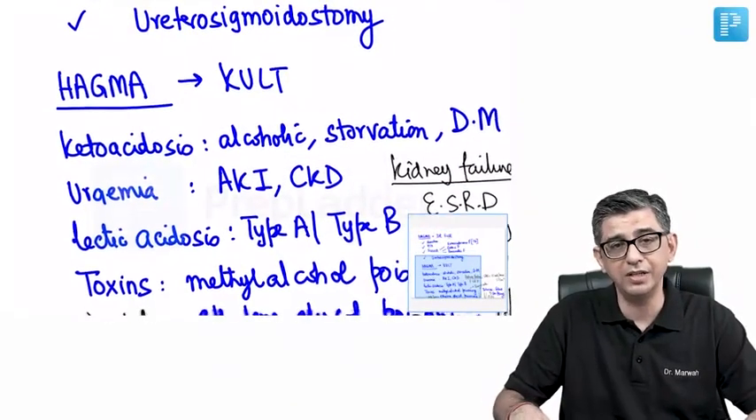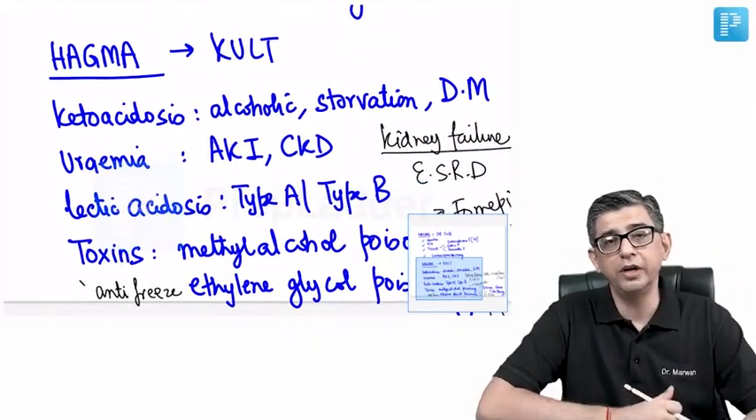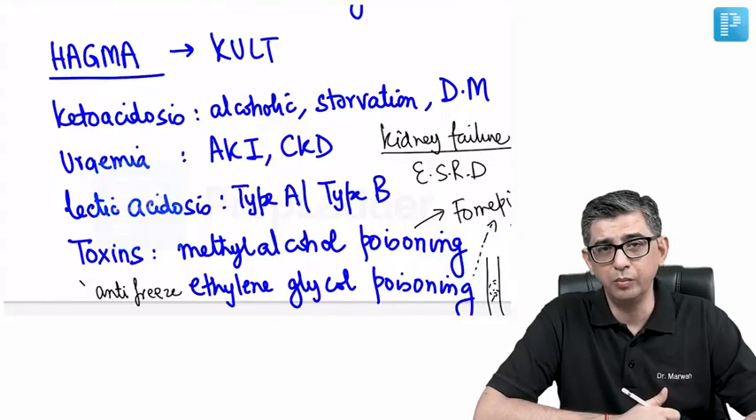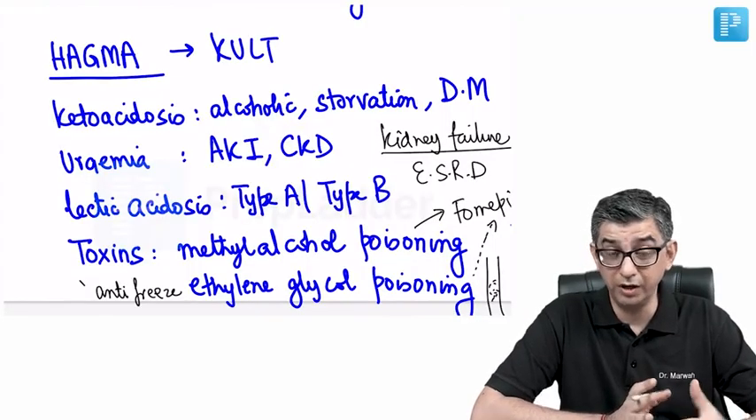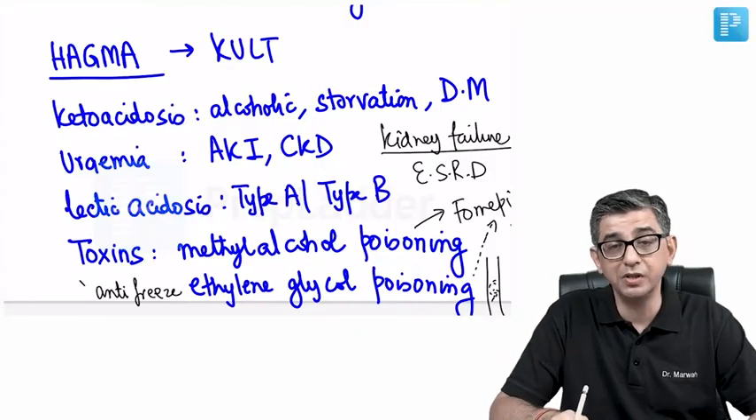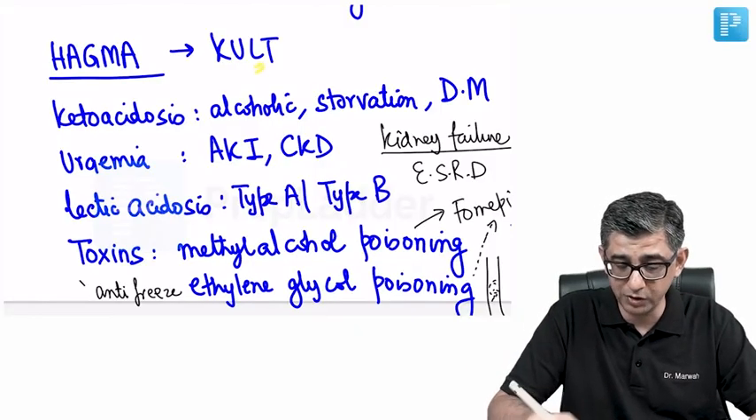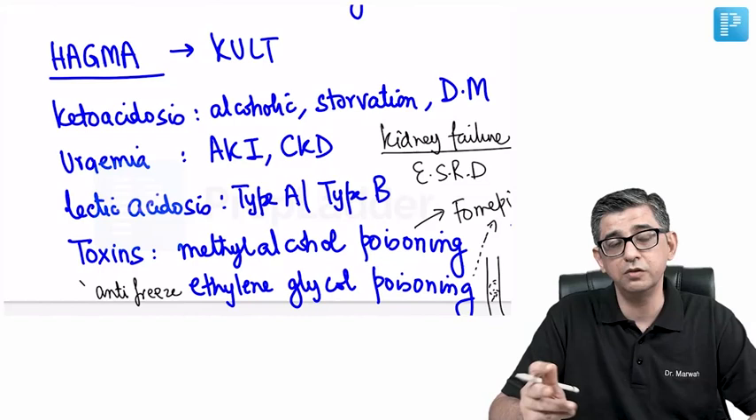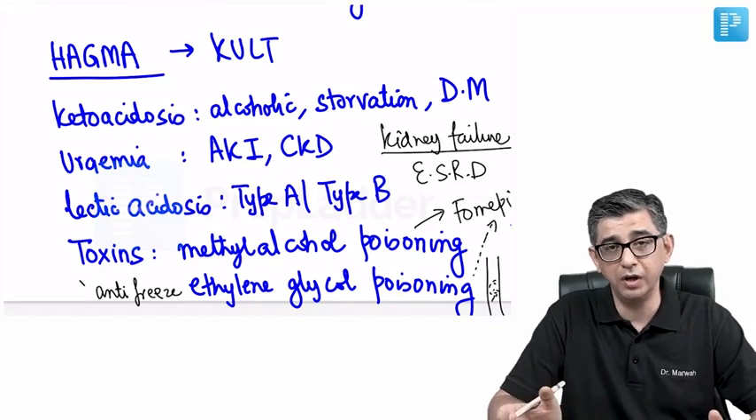The details for HAGMA are fairly extensive. Mostly the mnemonics that you will read for this would be like MUDPILES, etc. But instead of talking about MUDPILES, I'm talking about cult. I've concised the information, but everything that is present in the bigger mnemonic is present here also, because these lactic acidosis causes are the ones on the basis of which various more fancy mnemonics have been created.